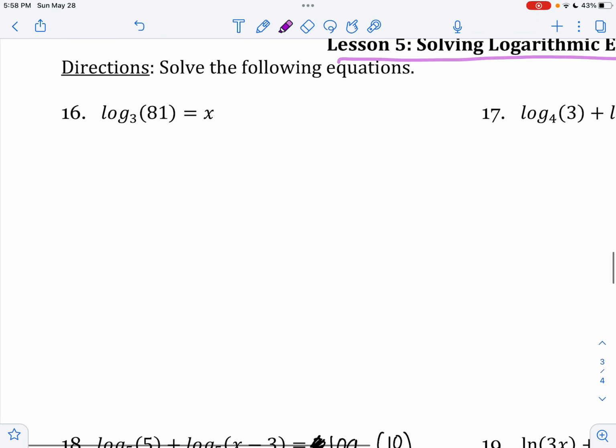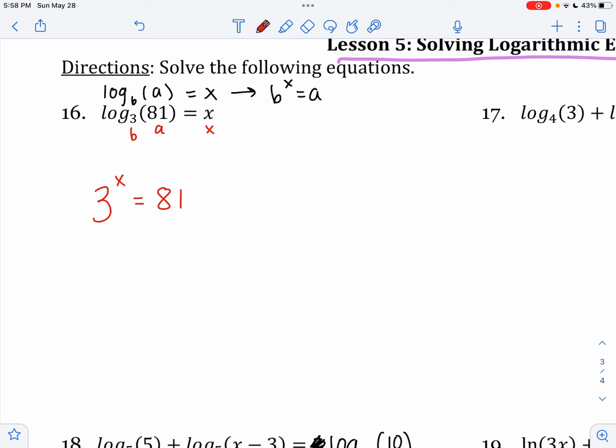Now this one only has 1 log on one side of the equal sign. That's a good thing. This actually looks like this formula: log base b of a equals x. So we could label this b, a, x, and put it in this form. Remember this form? b to the x equals a. So b, which is 3, to the x, equals a, which is 81.